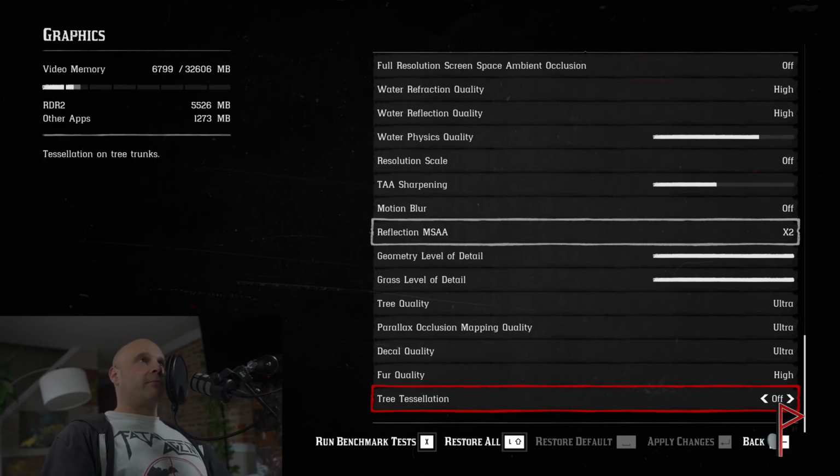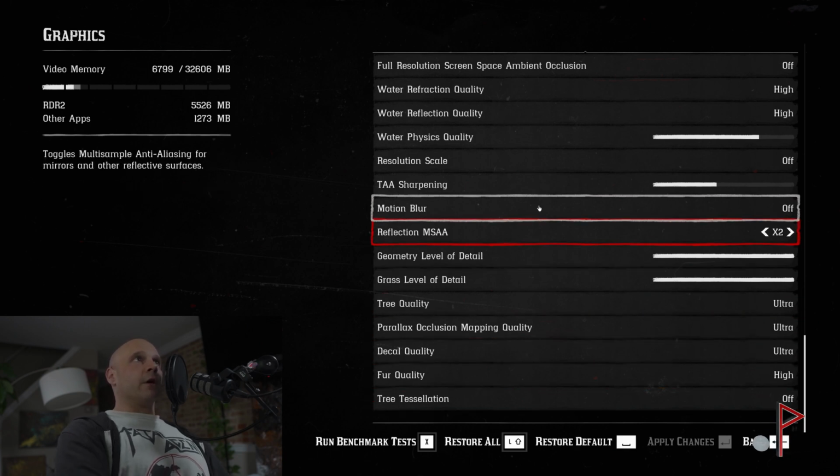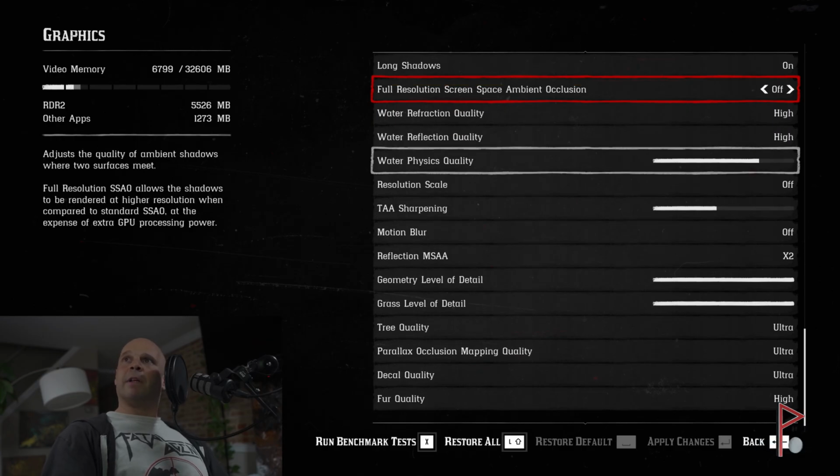We talked about motion blur, resolution scale, water, physics, quality. So let's get into full resolution screen space ambient occlusion. Let's just explain ambient occlusion at first. Ambient occlusion is a really, really cool technology. I mean, it's just so cool.